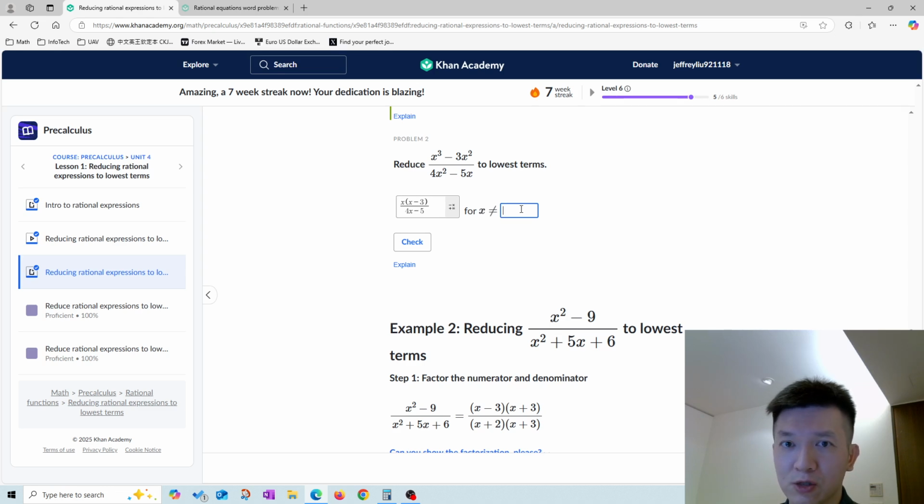I think this topic is stressing the point that even though you cancel out x minus something or x plus something, you cannot ignore the fact that the thing you canceled out gives us the clue for the domain, right? So in this question, x cannot be 0, and x cannot also be 5 over 4, right?